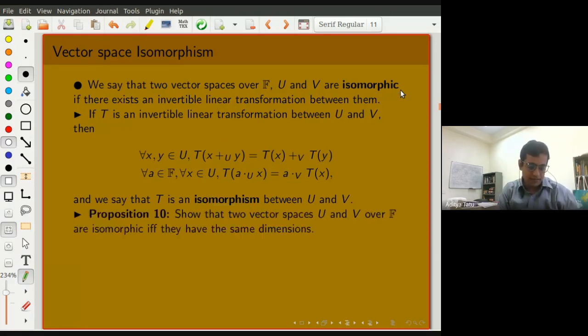Right. So then let us try to show that two vector spaces U and V over the same field F are isomorphic if and only if they have the same dimensions. This is different compared to groups, in the sense we cannot say that two groups which have the same number of elements are necessarily isomorphic. But as far as vector spaces are concerned, two vector spaces over the same field are isomorphic if and only if they have the same dimensions. It's a two-way implication. So let's try to show both ways.